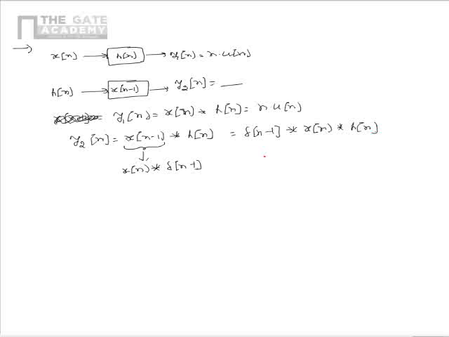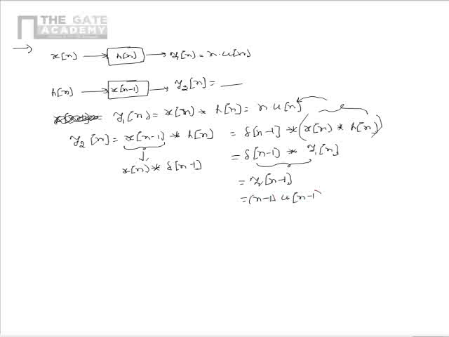So this is by using the commutative property. This can further be reduced, using the associative property, to delta of n minus 1 convolved with y1 of n, because we know that x of n convolved with h of n is equal to y1 of n. So delta of n minus 1 convolved with y1 of n is equal to y1 of n minus 1. But y1 of n is n into u of n. So this can be simplified as n minus 1 into u of n minus 1. From this we see that the output of the second LTI system is y2 of n equal to n minus 1 into u of n minus 1.